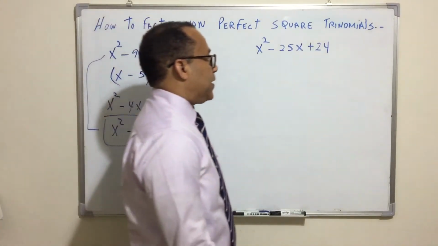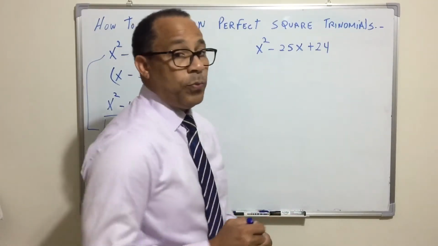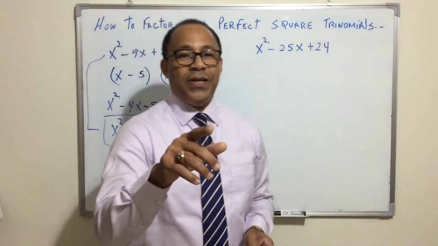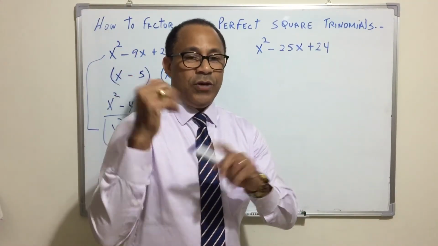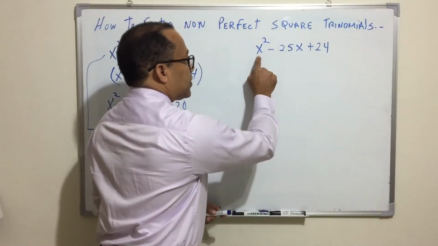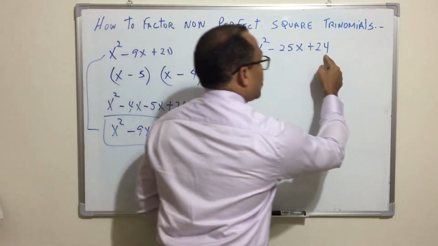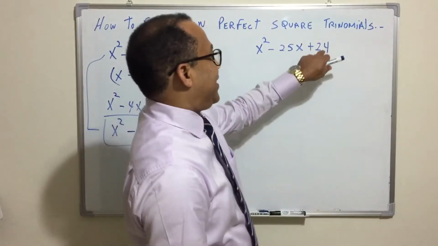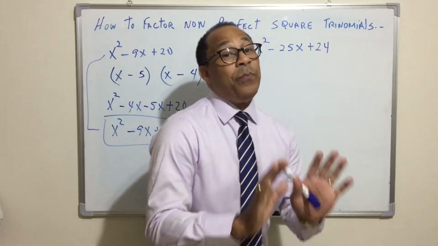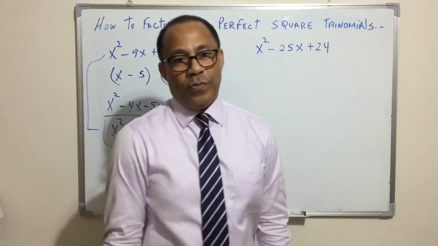Let's see our second exercise. Is it a non-perfect trinomial? Yes, it's a non-perfect trinomial. How do you know it's non-perfect? Because if you see our previous video, in order to be perfect, the first term must have a square root. This one has a square root. The third term must have a square root, but this third term does not have a square root. So it is not a perfect trinomial. Therefore, it is a non-perfect square trinomial.